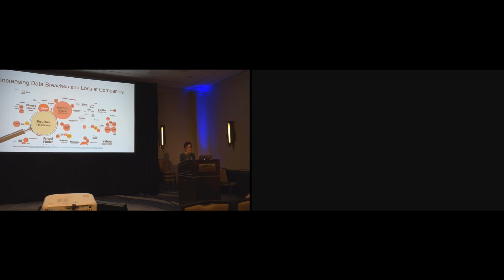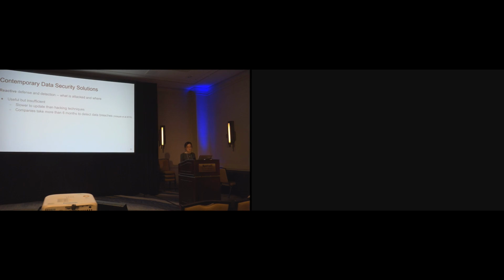Why can't the companies stop them? Why do the data breaches continue to happen? Well, the traditional reactive data security solutions, such as firewalls, antivirus software, sometimes are not fast enough to update, at least not as fast as the hacking technologies. And also the monitoring software detect what is attacked and where, but sometimes it could take 6 months for the companies to detect a data breach. Not to mention they also need to isolate and remediate the infections.